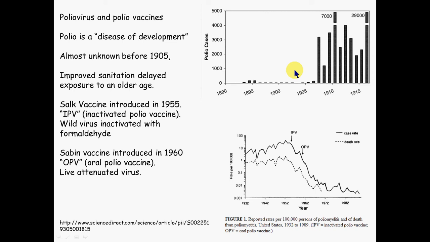Okay, so it is also a disease of development. What does that mean? It means, look at the graph here. This is cases of polio as a function of time. It was sort of unknown until about 1908. Suddenly the numbers skyrocketed, and then you can look up here, 29,000 cases. It became a real problem early in the 20th century. And it's a strange story that apparently our water was too clean.